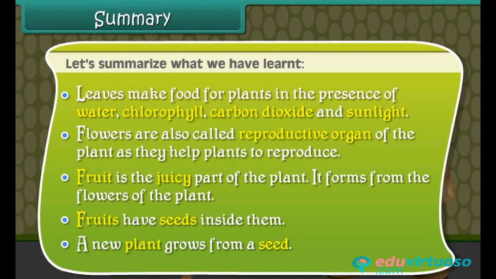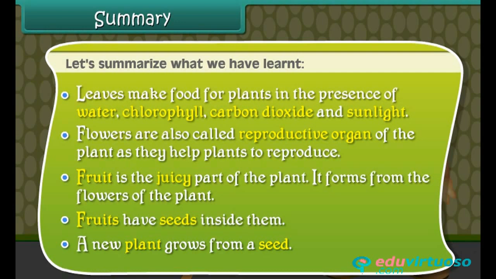Summary. Now, friends, let's summarize what we have learnt. The main parts of a plant are roots, stem, leaves, flowers, and fruits. Stem, leaves, flowers, and fruits grow above the ground, and the roots grow below the ground. Roots hold the plant firmly in the soil. They absorb water and nutrients from the soil and send them to other parts of the plant.